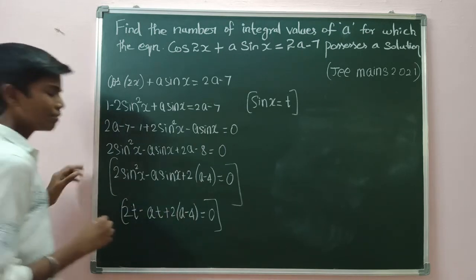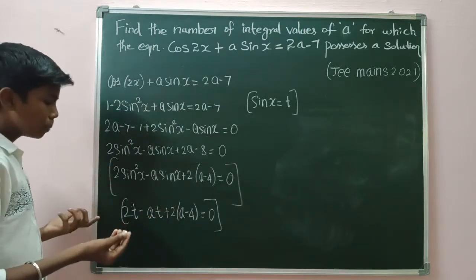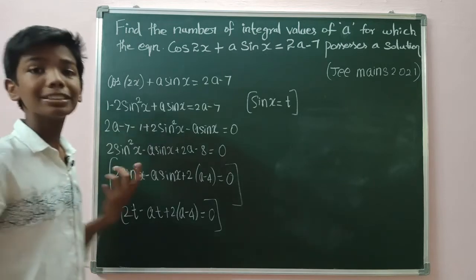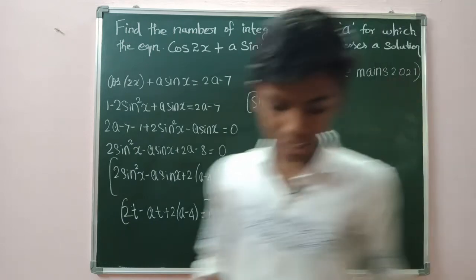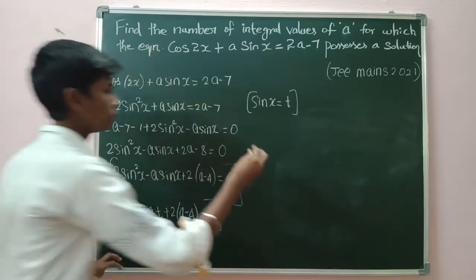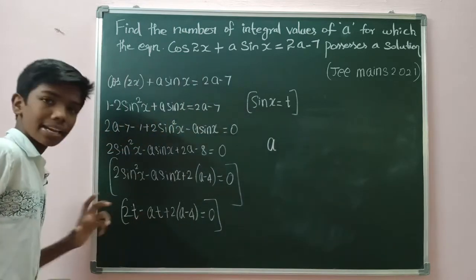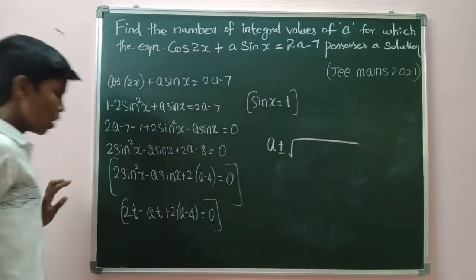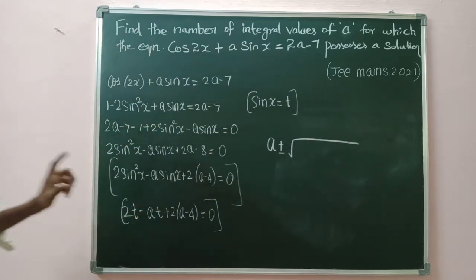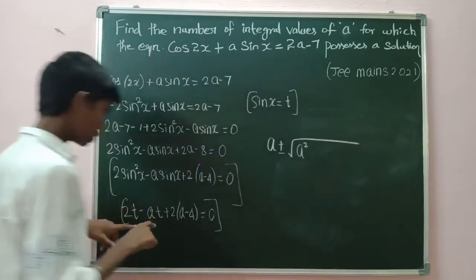So what will be the roots of this equation? Use your quadratic formula, that is minus b plus or minus root of b square minus 4ac. You know that formula, right? And that's the formula that I am going to use now. So here your minus b will be nothing but minus of minus a. Minus of minus a will be a, because your b is minus a. Then plus or minus root of b square minus 4ac. What is b square? B square is minus a square, which is a square, because your b is minus a.